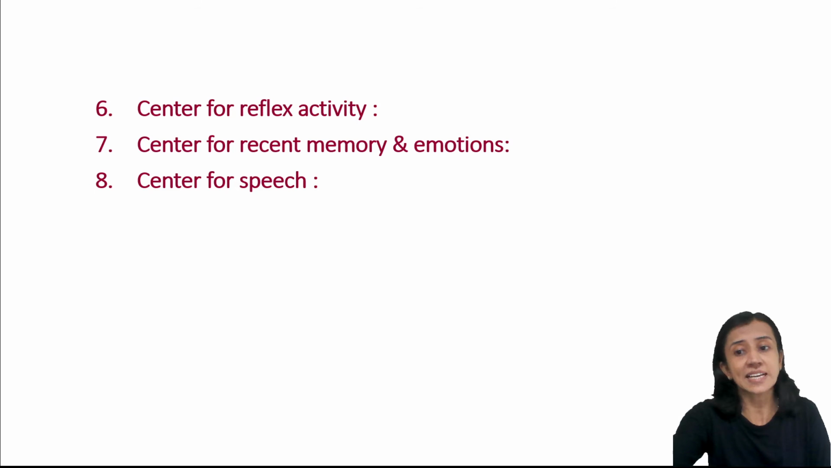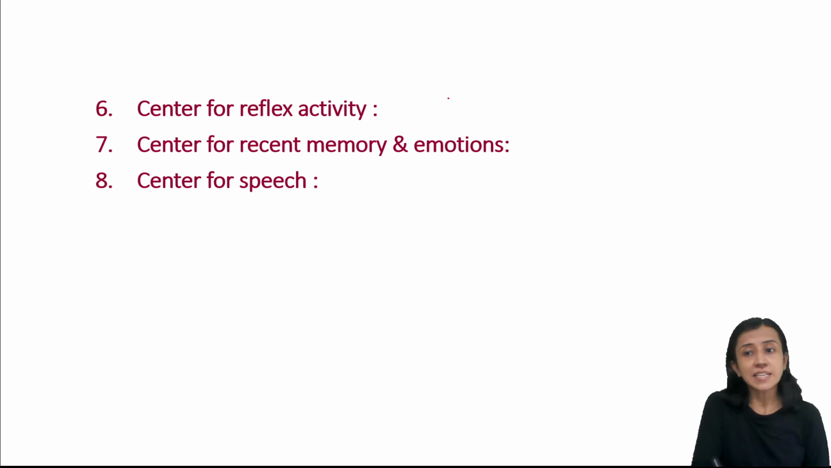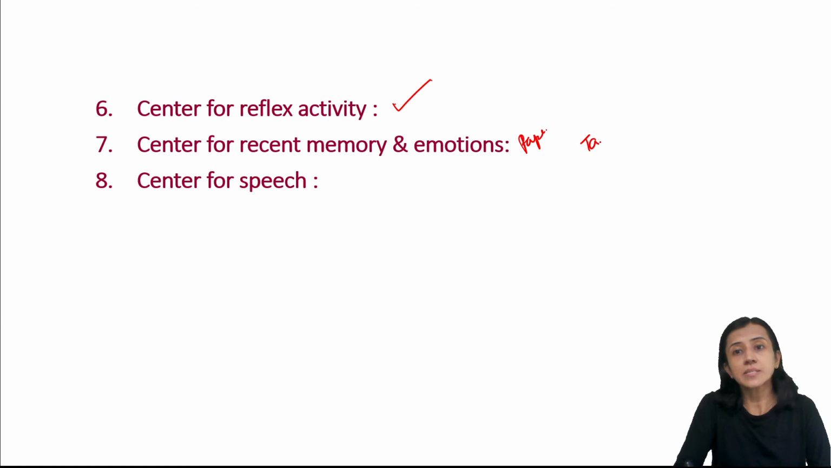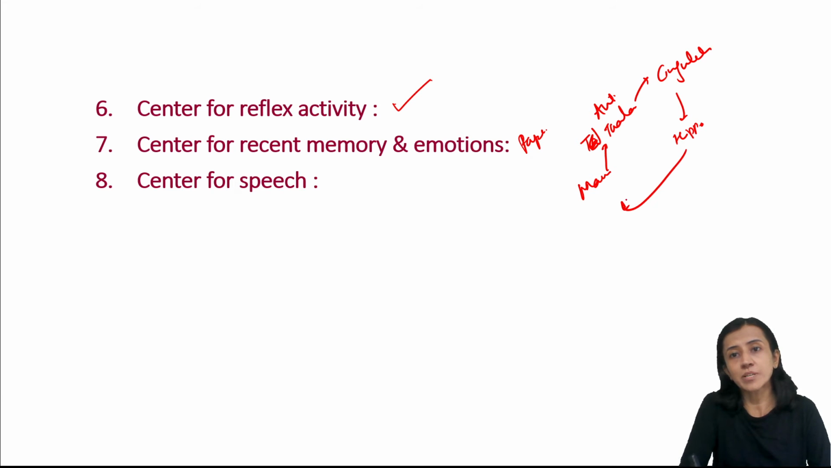Then center for reflex activity, because it has sensory relay fibers, and motor responses are also given, so it is a center for the reflex activity. It is also center for recent memory and emotions. As I told you, it is a part of the pathway of Papez circuit. First is mammillary body to thalamus, anterior nucleus of thalamus, then cingulate gyrus to hippocampus, hippocampus again back to mammillary body. This is Papez circuit, which is important for recent memory and emotion.